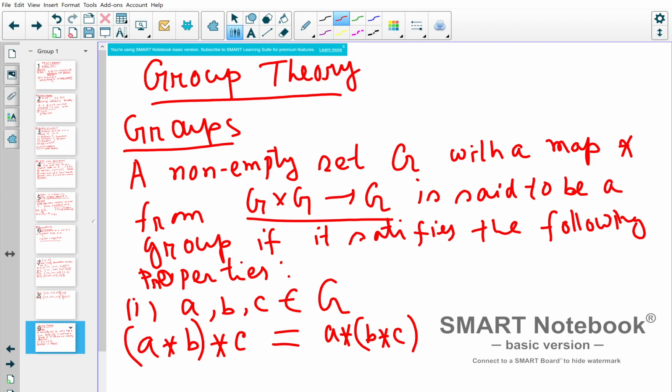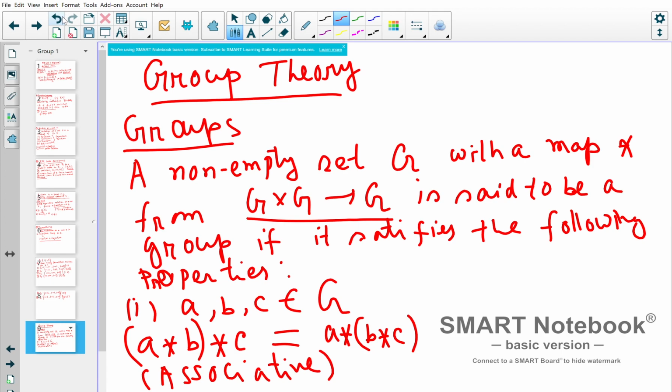So what you learned is that it has something called the associative property. If you start with 3 elements, and you do the operation on the first two and then with the third one, or on the second and third and then with the first one, both are the same. This property is called the associative property.